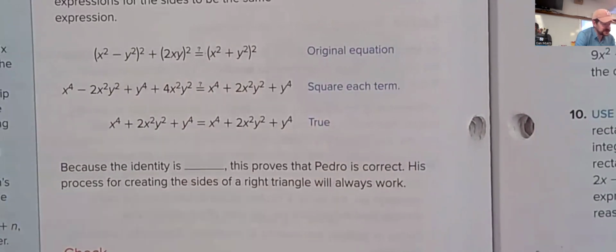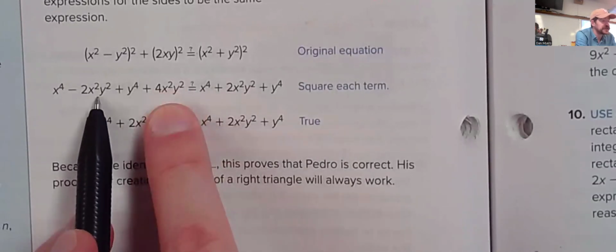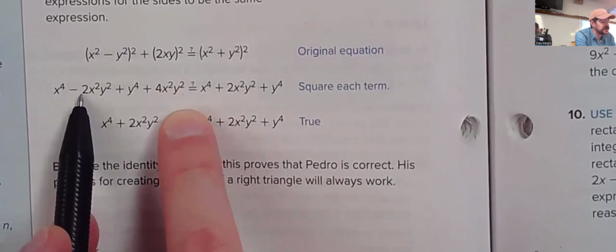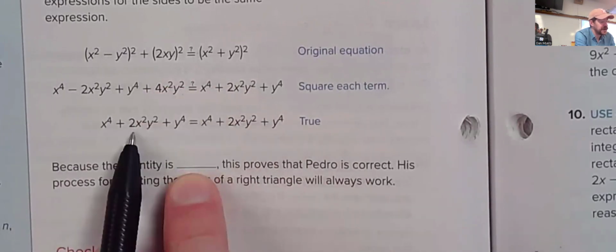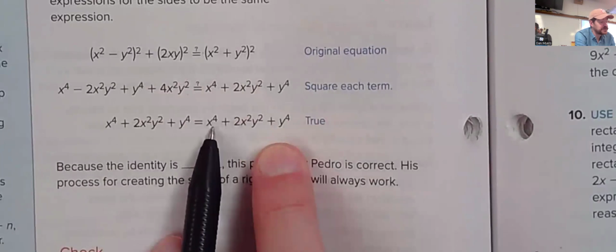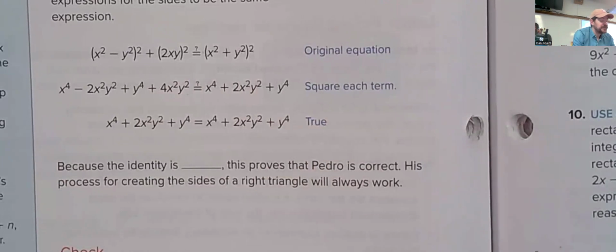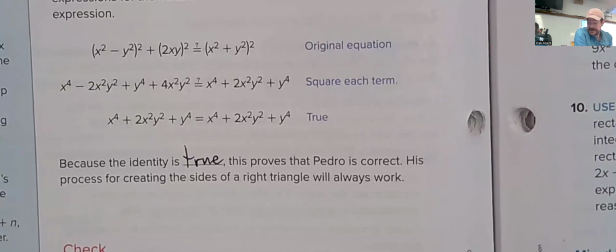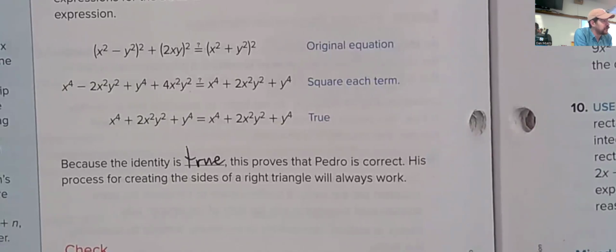And then if you combine like terms, I should mention that as well. The x squared y squared terms here and here, negative 2 plus 4 equals what? Those are like terms. Negative 2 plus 4 is 2, which gives x to the fourth plus 2x squared y squared plus y to the fourth equals x to the fourth plus 2x squared y squared plus y to the fourth. So it's the same on both sides. So that's good. Because the identity is true, this proves that Pedro is correct. His process for creating the sides of a right triangle will always work.